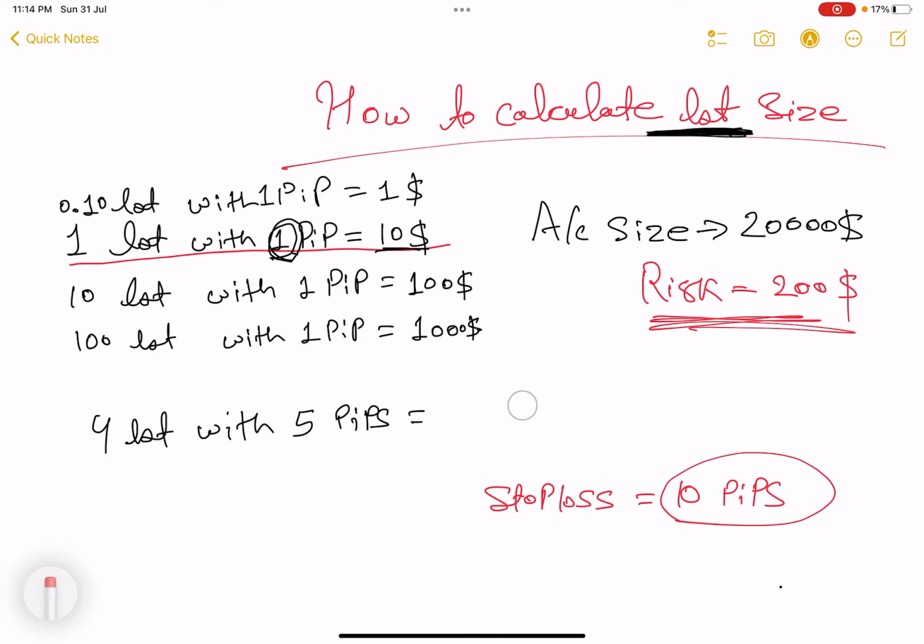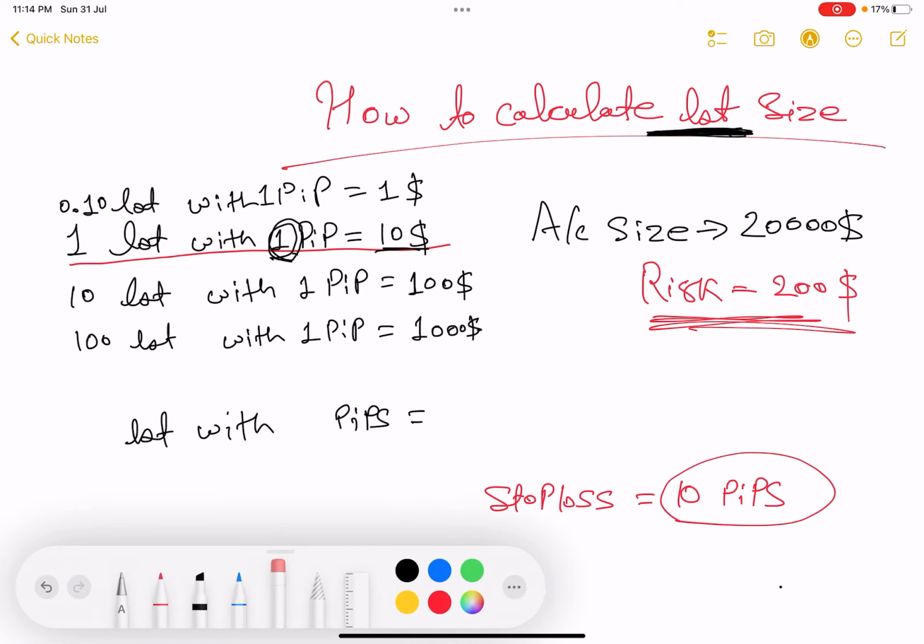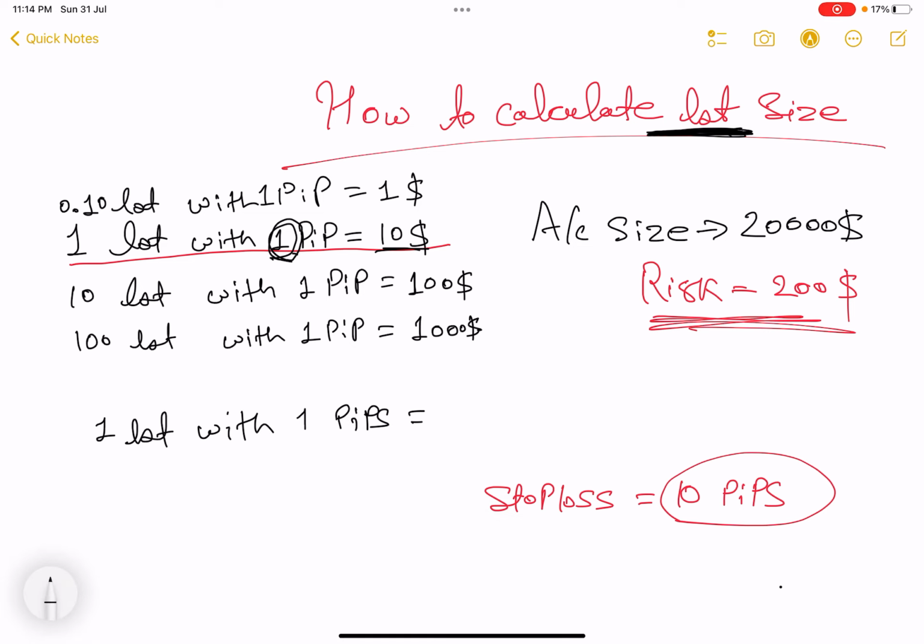Remove this also. Okay. So in this example, what is happening? I'm just removing lot size also. I'm just removing this also. So in the starting, what was this? It was one lot with 1 pip equals $10.